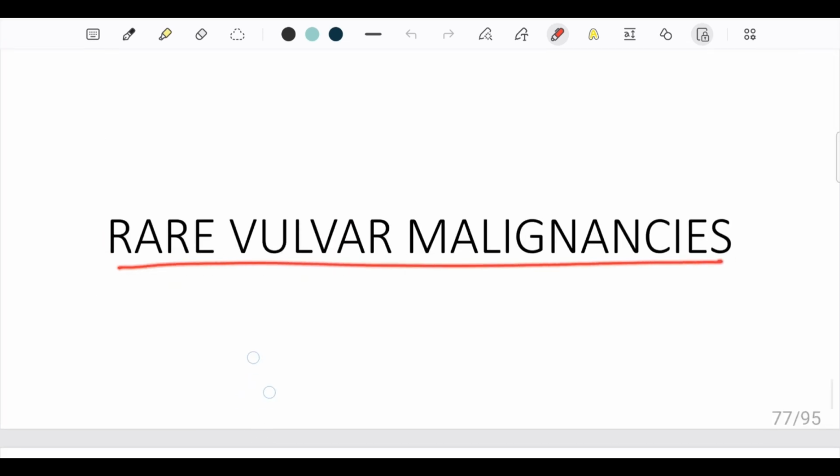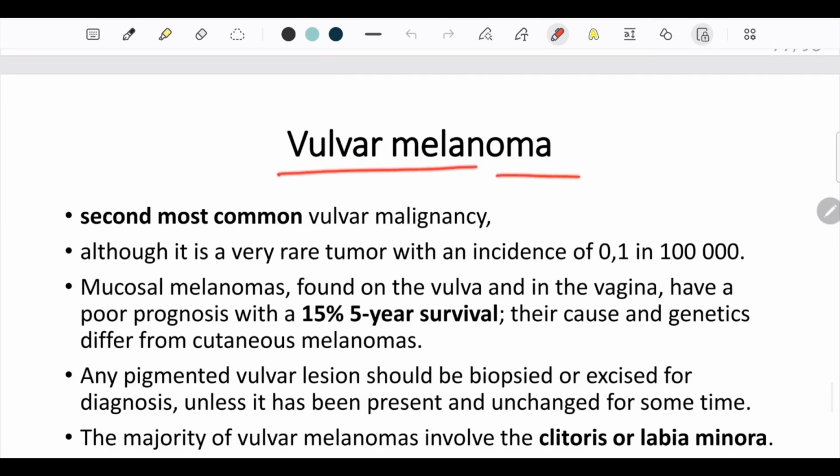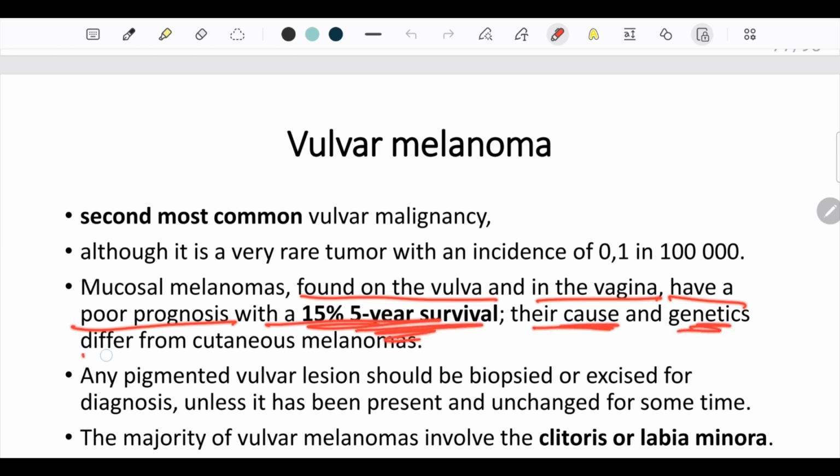Rare vulvar malignancies. Vulvar melanoma. It is the second most common vulvar malignancy after squamous cell carcinoma, although it is a very rare tumor with an incidence of 1 in 1 lakh patients. Mucosal melanomas found on the vulva and in the vagina have a poor prognosis, with only 15% 5-year survival. Their cause and genetics differ from the cutaneous melanomas.